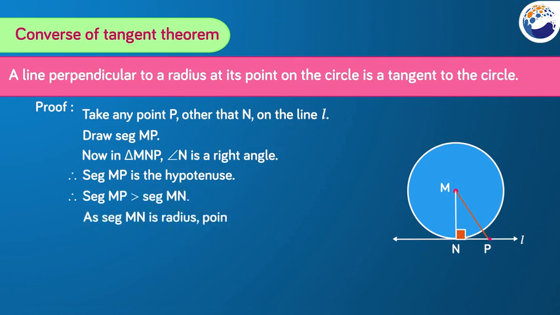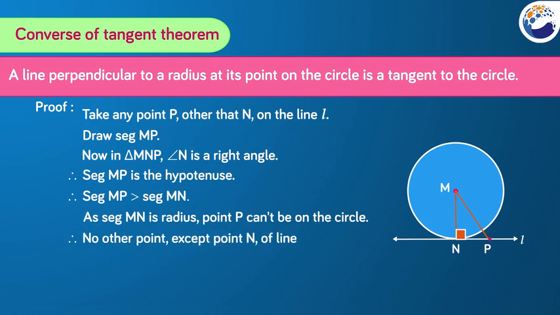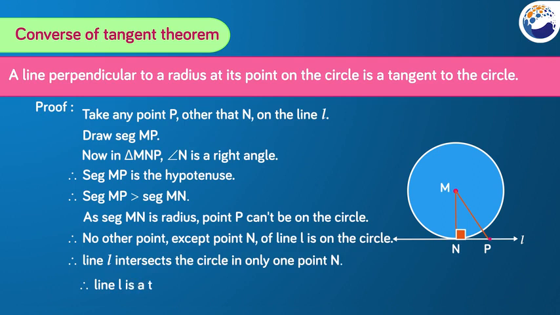As segment MN is a radius, point P can't be on the circle. Therefore, no other point except point N of line L is on the circle. Therefore, line L intersects the circle in only one point N. Therefore, line L is a tangent to the circle.